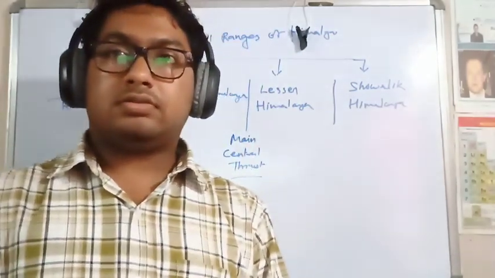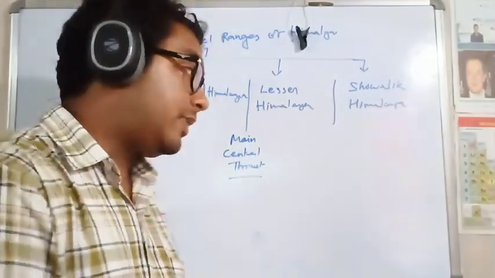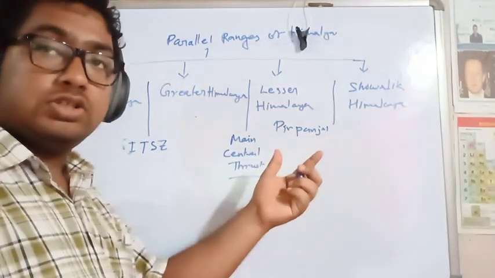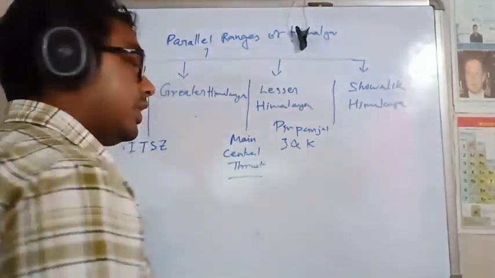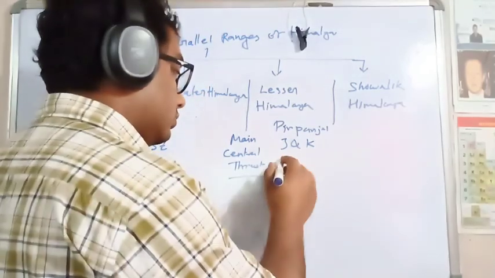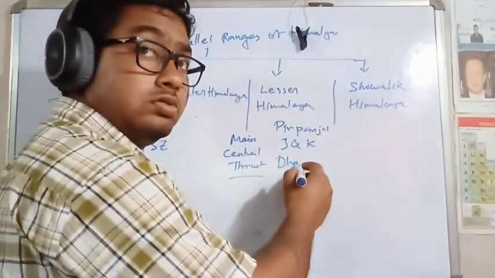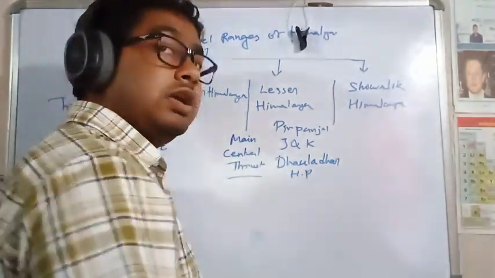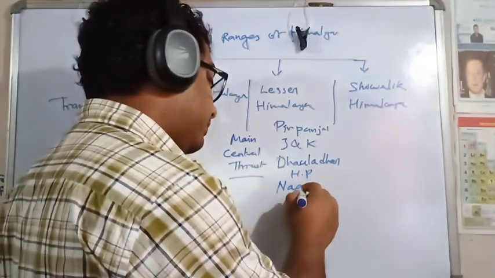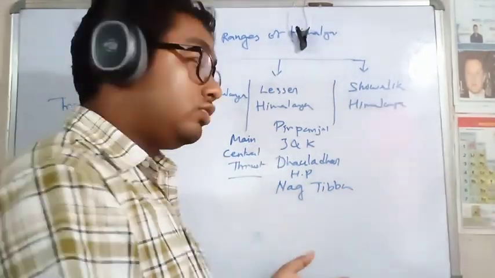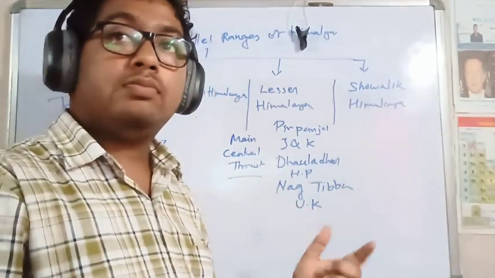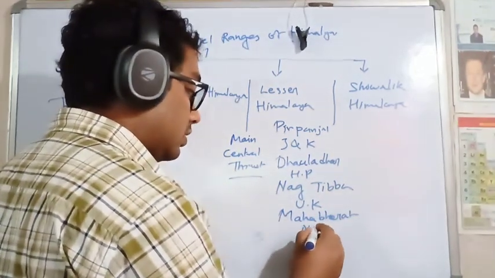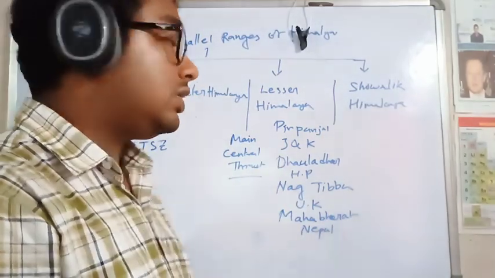The most prominent mountain range of this part is the Pir Panjal, situated in Jammu and Kashmir. Then the Dhauladhar, situated in Himachal Pradesh, and the Nag Tibba in Uttarakhand, and the Mahabharat range in Nepal. So you must remember those ranges are situated in the Lesser Himalaya.